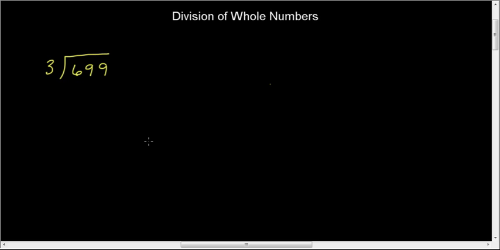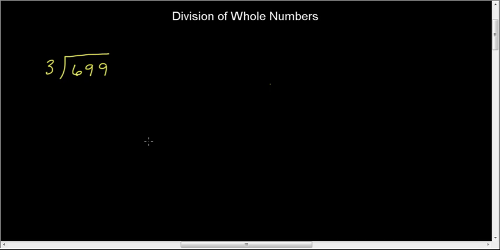That if you know your multiplication tables, then you can go ahead and do this. Well, most of us don't really know our multiplication tables above, say, 10 by 10 or 12 times 12. And so when you say 3 times what is 699, most of us go, I don't know. And you could try it. 3 times 1, 3 times 2, 3 times 3, but you'd have to really work at it for a while.